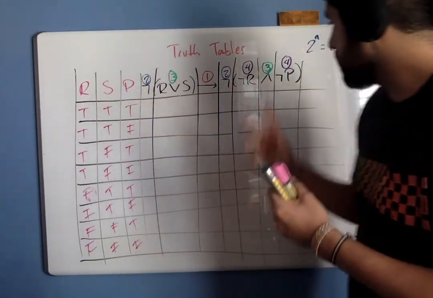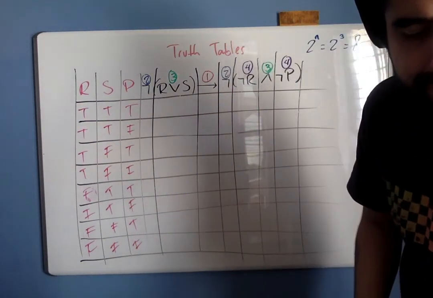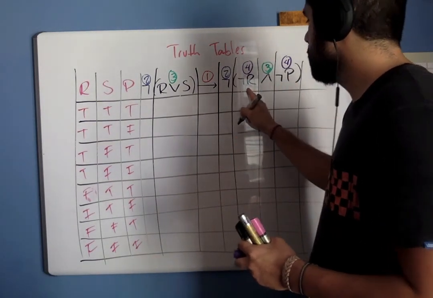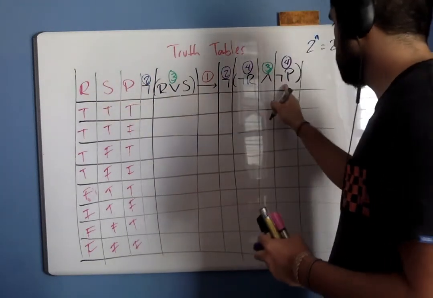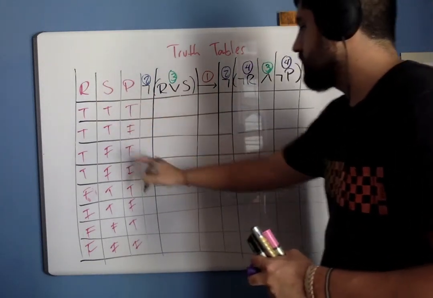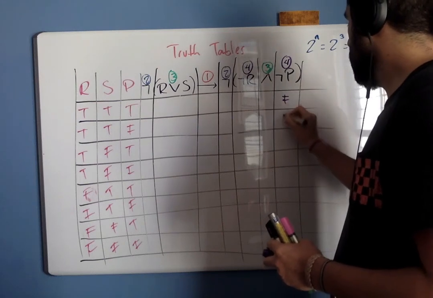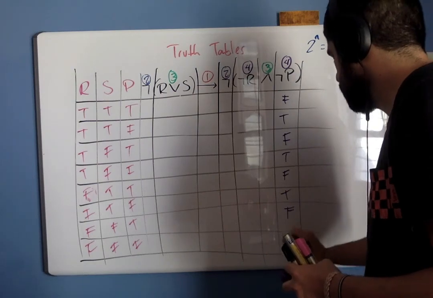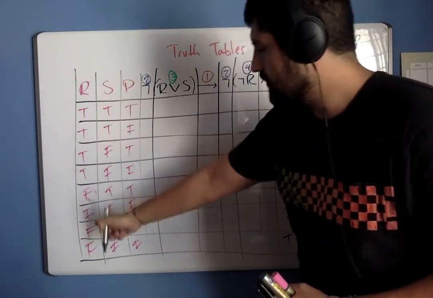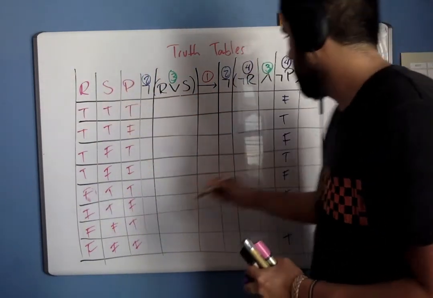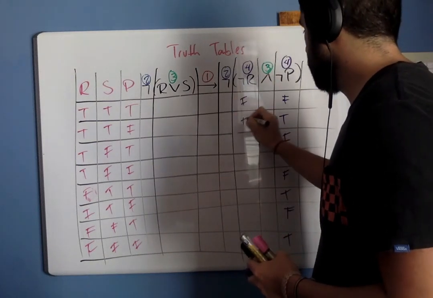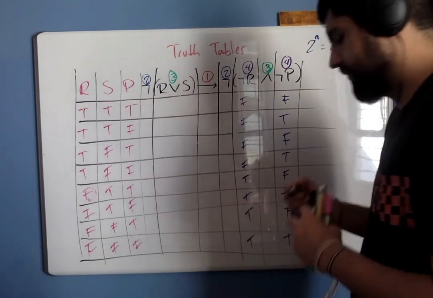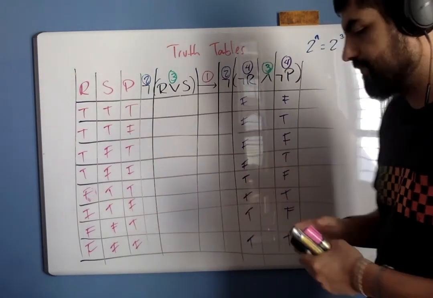Now, we are going to start solving, for example, number 4. So we have negation of R and negation of P. I'm going to invert the values of R and invert the values of P. I have true, false, so here I will have false, true, false, true, false, true, false, true. In the negation of R, I'm going to invert these values of R. So we have false, false, false, false, true, true, true, true. Okay, that was number 4.